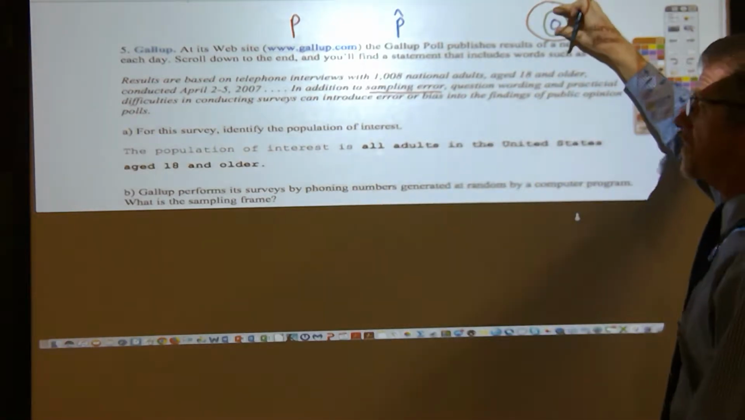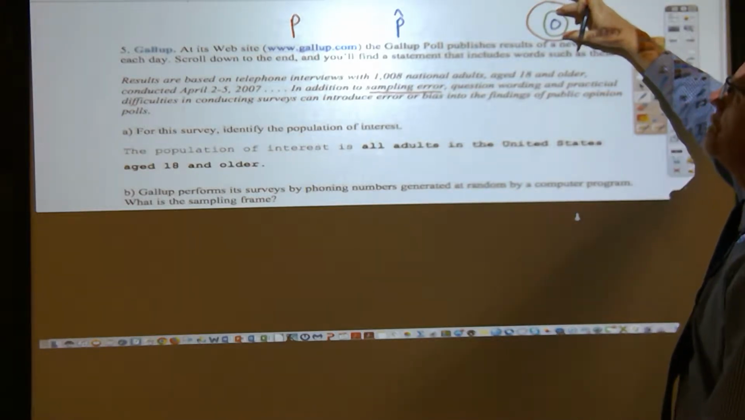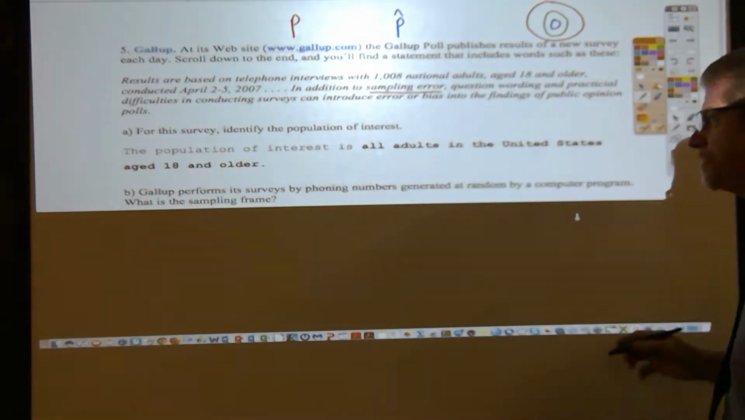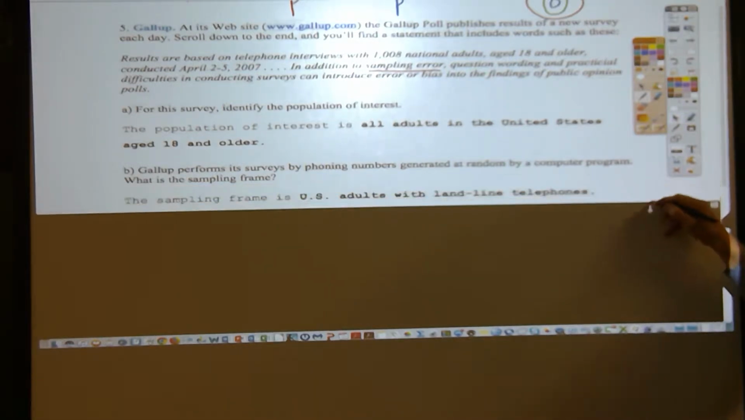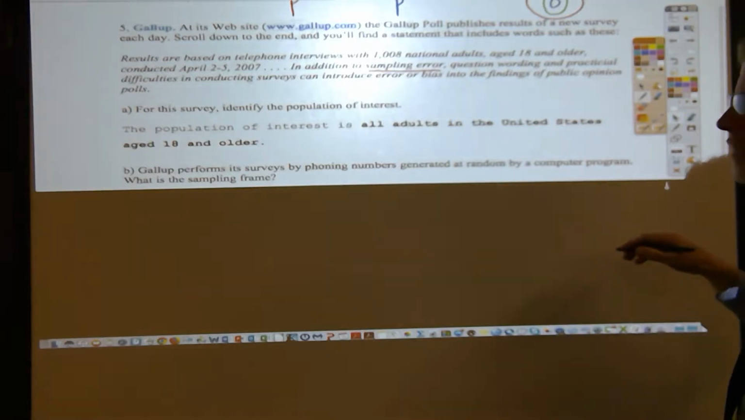Now, it's only for people with phones, so the difference between the sampling frame and the population is people who do not have phones. But these days, a lot of people have phones. I don't know if you've been waking up every day, if you're woke enough to figure that out. But so what's a sampling frame?